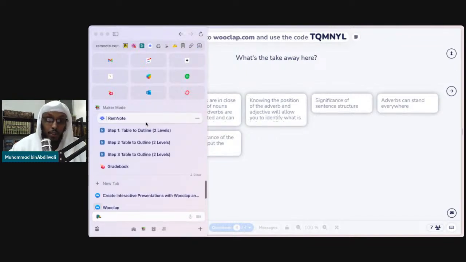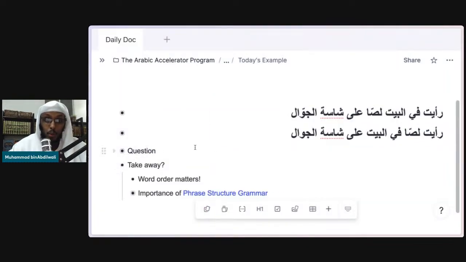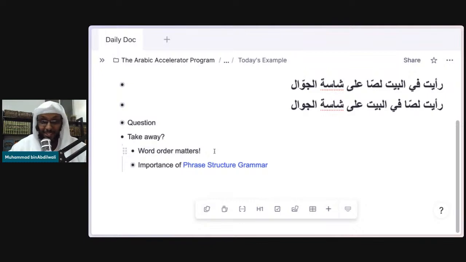So the takeaway is, barakallah feekum, number one, word order matters. Like I said, is exactly what I said. MashaAllah, tabarakallah. Ahsant, whoever gave me the answer, ahsant. Word order matters. Okay? It makes a big difference.